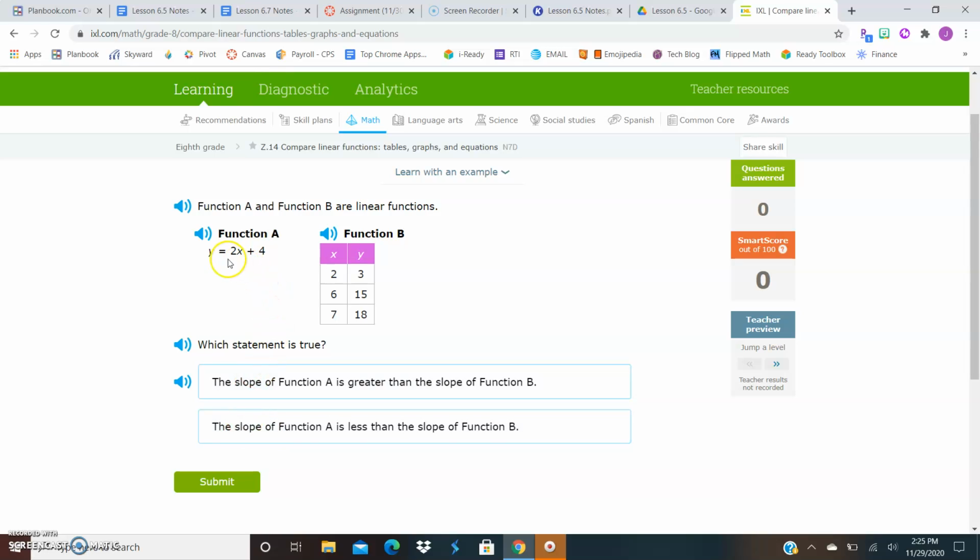So if you remember in the equation y equals mx plus b, m is your slope. So the number in front of x is your slope. So function A has a slope of 2. We have to figure out what the slope of function B is.